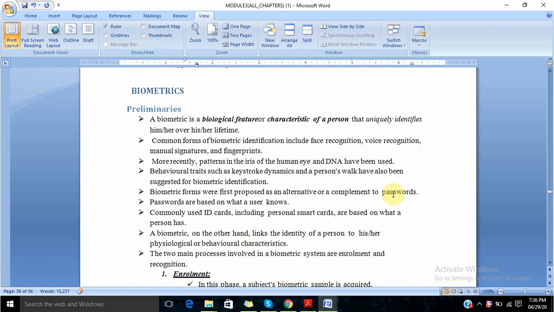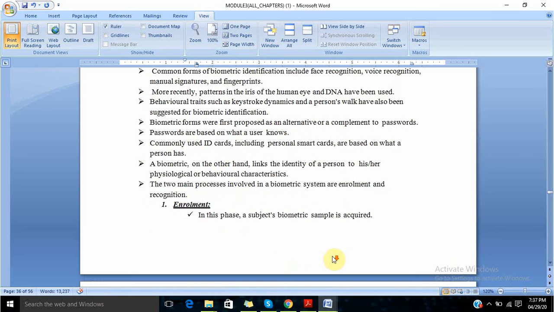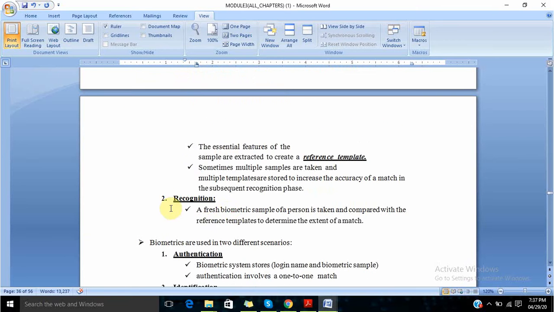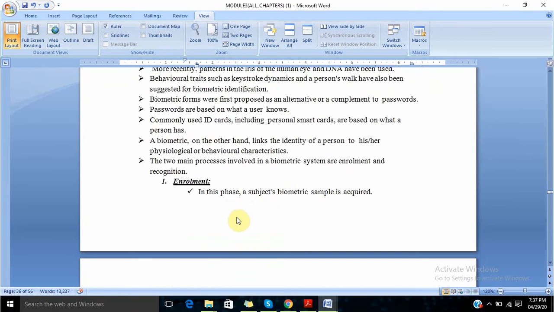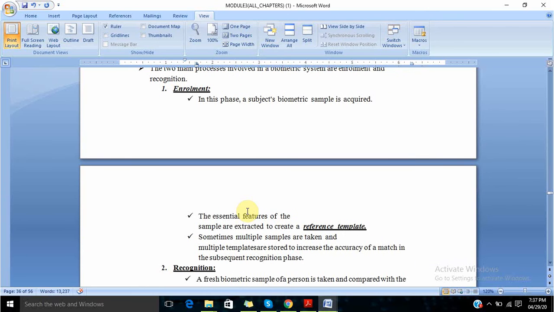So how does this biometric work? Biometrics links the identity of the person to his or her physiological or behavioral characteristics. There are two processes involved in this biometric system. The first step is enrollment, and the second step is the recognition step. In the enrollment step, we collect the person's biometric sample.